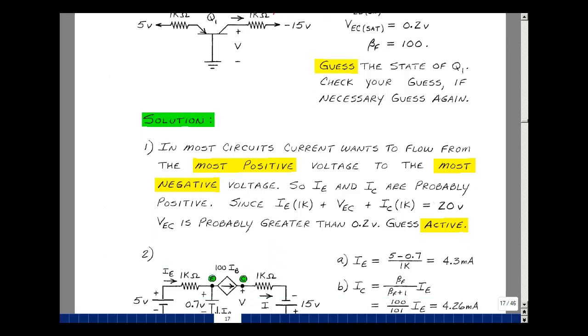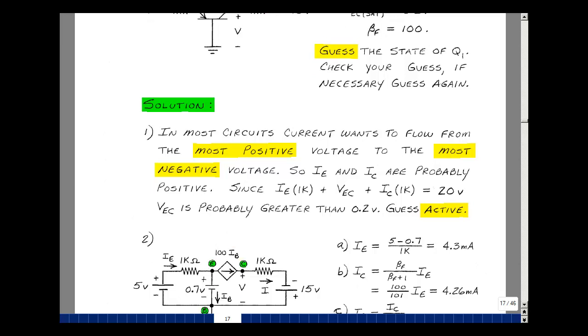The first step is to put in the model. I have a 5 volt source to ground. I have a 1K resistor. I have a 1K resistor back to a minus 15 to ground. And then between the emitter and the base, I have the turn-on voltage of 0.7. And between the emitter and the collector, I have a current source of beta F times I sub B.